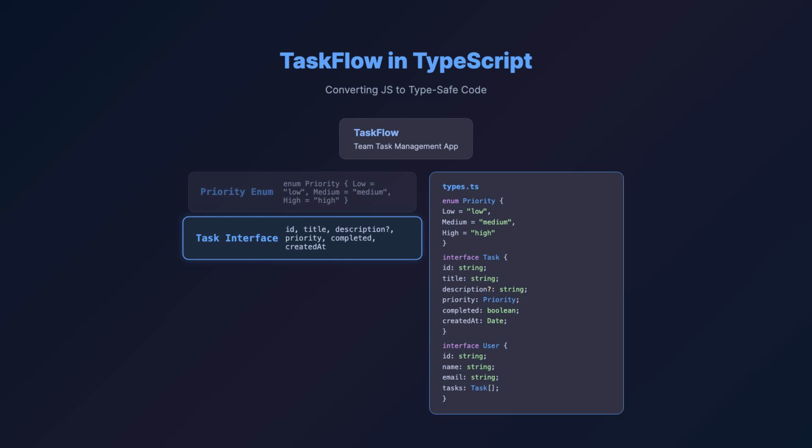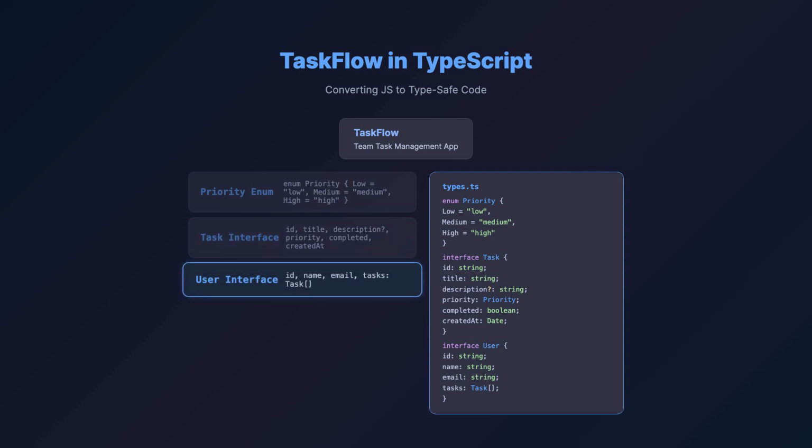Next, the Task interface. interface Task { id: string; title: string; description?: string; priority: Priority; completed: boolean; createdAt: Date }. Every task must have an ID, title, priority, completed status, and creation date. Description is optional. Now the User interface. interface User { id: string; name: string; email: string; tasks: Task[] }. A user has a name, email, and an array of tasks.